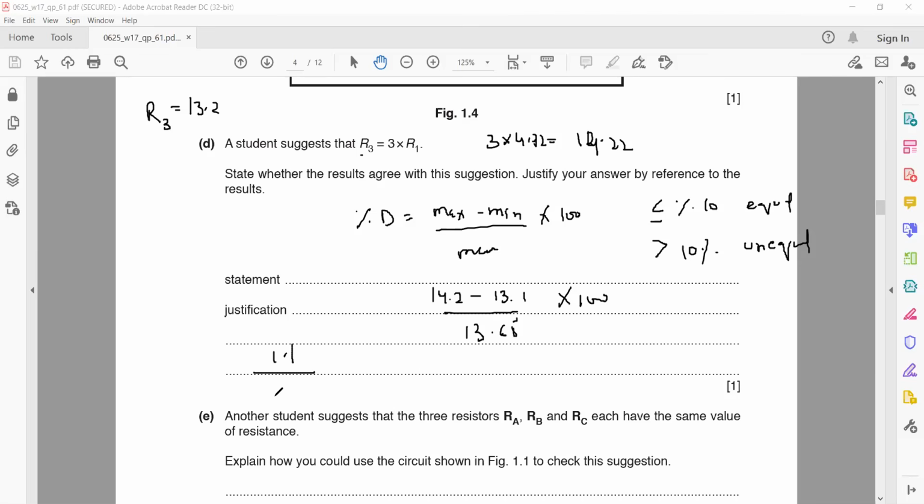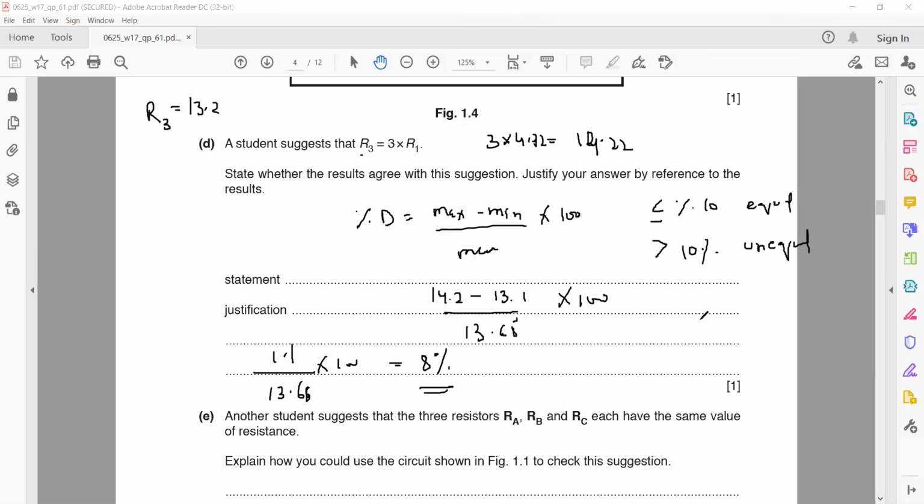So 1.1 divided by 13.65 into 100. When you calculate, you will get 8%. So if the value is 8%, it means it is less than 10. If the value is less than 10, what does it show? It shows that the two values are equal.